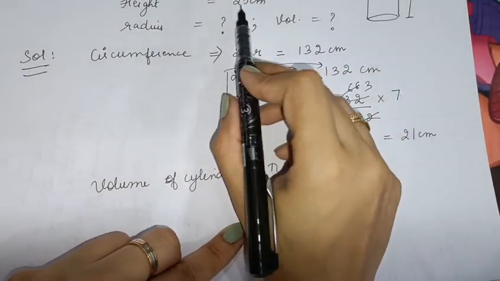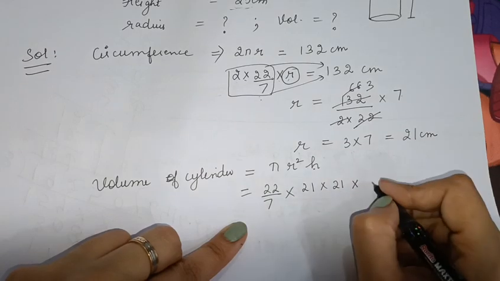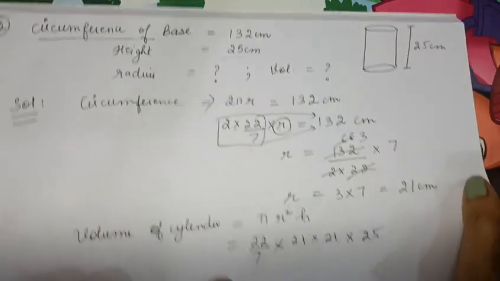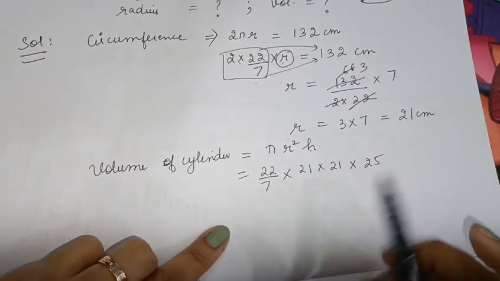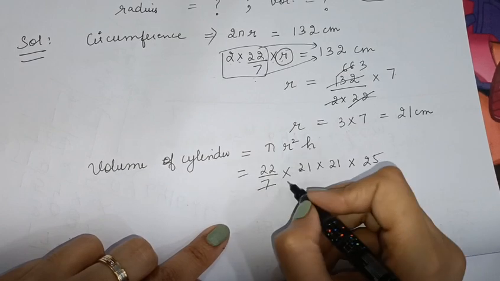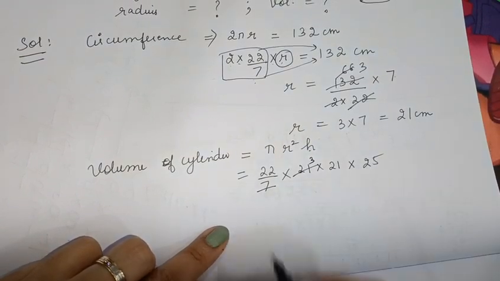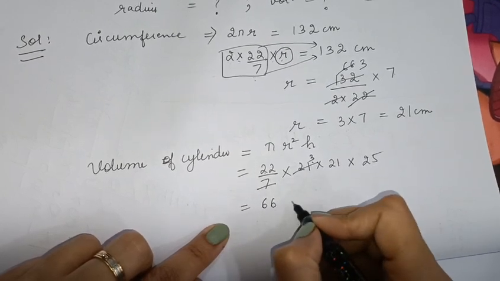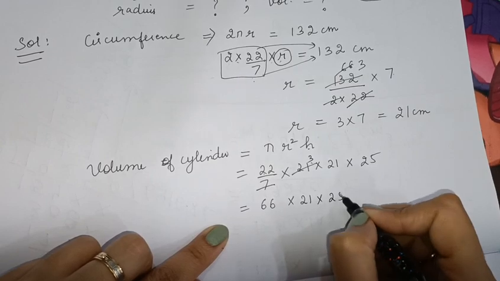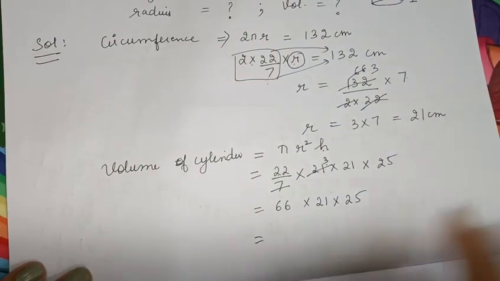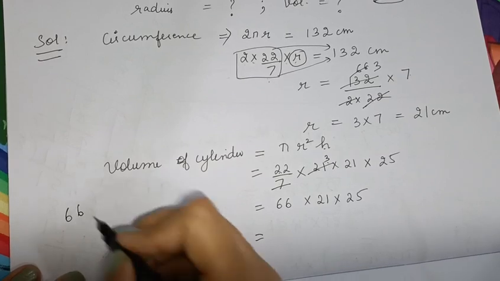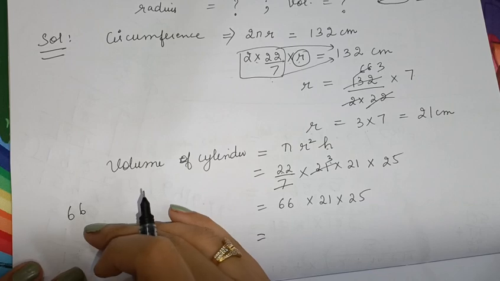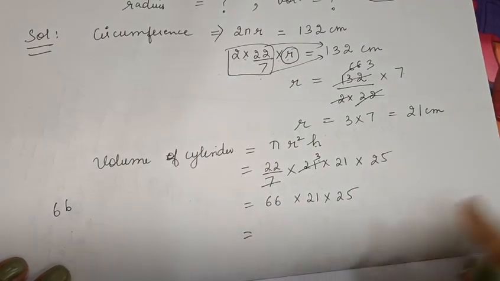Height is already given to us. Height of the cylinder is 25. We already wrote it in the given part. So we can simplify it. We can do cancellation here. 7 into 3 is 21. So what is left? 22 into 3, 66, into 21 into 25. You can see the calculation is a little lengthy. Still we have to solve it, and don't use calculators. When you are doing practice, try to do all the calculations yourself, so that your speed during the exam will increase.